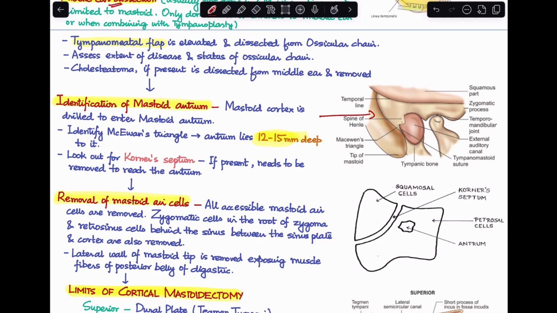So once we have found the McEwen's triangle, we start going deep to this McEwen's triangle. So we start removing the mastoid cortex over here with our burrs. Then the next thing is we end up reaching the mastoid antrum.